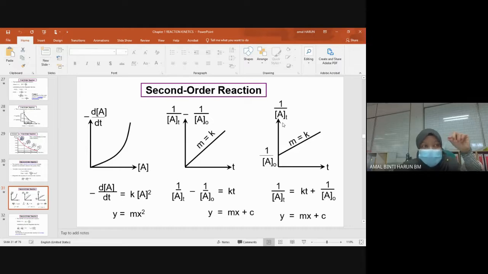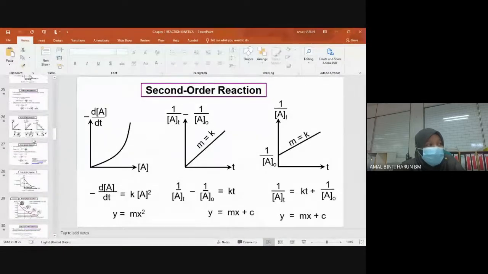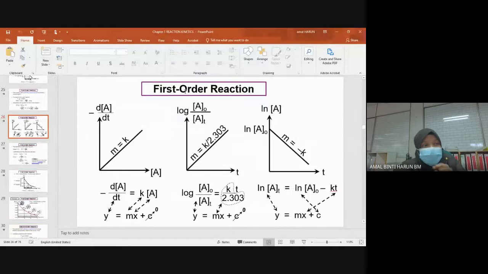Jika 1 over concentration versus T tidak menghasilkan garis yang lurus, maksudnya dia bukan second order. Dia boleh zero order, dia boleh first order. Sama juga kalau you ada data concentration versus time, tapi you ubah concentration A tu menjadi ln A. So you akan plot ln A versus time. Sekiranya kita plot ln A versus time tu, kita dapat satu garis lurus, dia adalah first order.